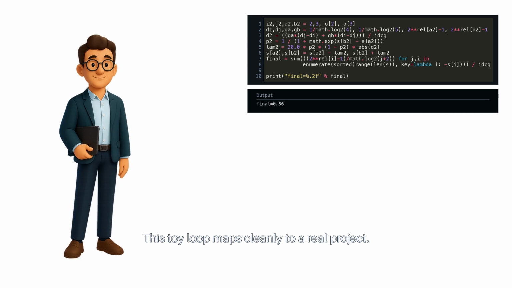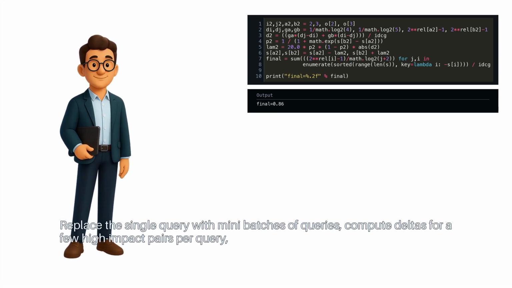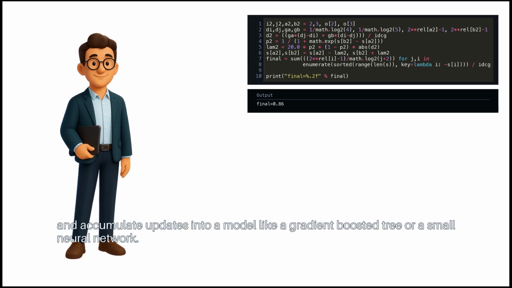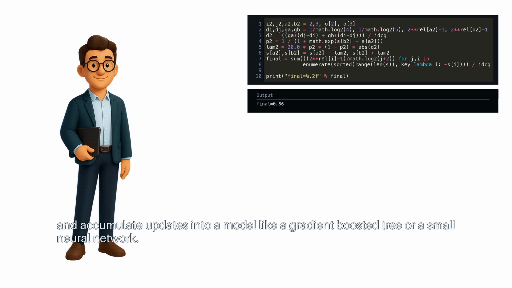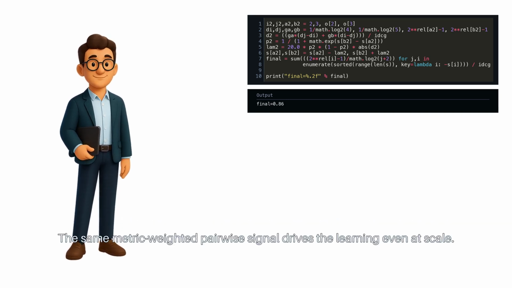This toy loop maps cleanly to a real project. Replace the single query with mini batches of queries, compute deltas for a few high-impact pairs per query, and accumulate updates into a model like a gradient-boosted tree or a small neural network. The same metric-weighted pairwise signal drives the learning, even at scale.